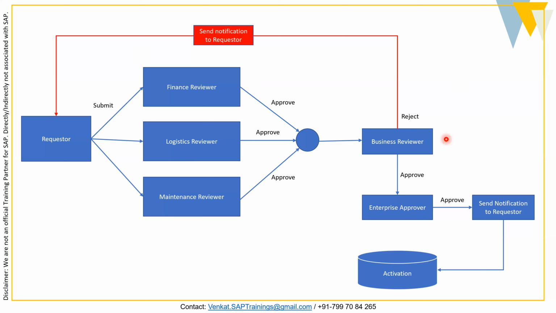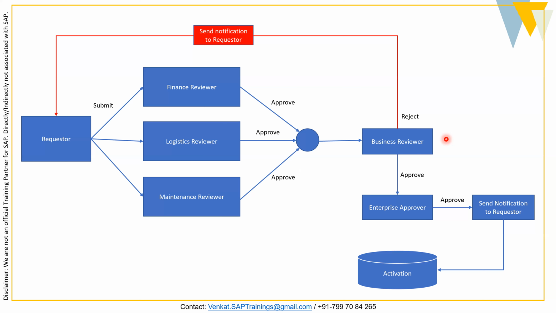Again, here at the reviewer, the reviewer will have the option to approve or reject the changes. If he approves, then it goes to the enterprise approver. If he rejects, the CR goes back to the requester.